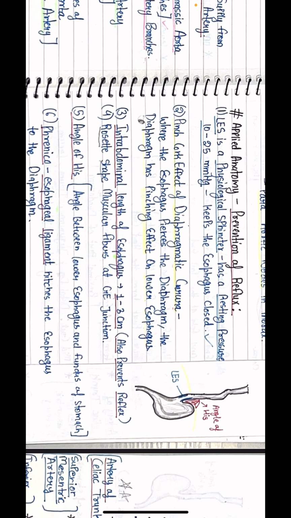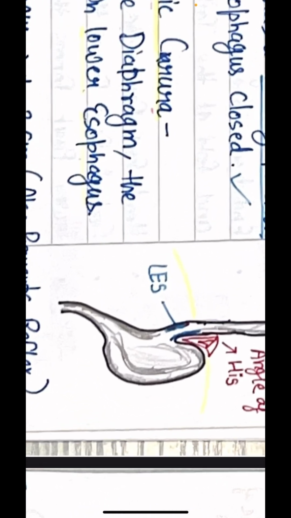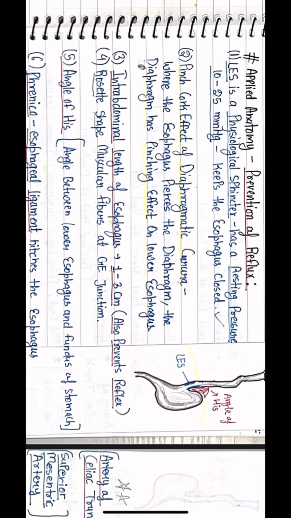Third point, the intra-abdominal length of the esophagus. The esophagus is a long tube, and some portion is in the thoracic cavity and some portion is in the abdominal cavity. Under the diaphragm starts the abdominal cavity, and above the diaphragm is the thoracic portion. The intra-abdominal length of the esophagus is 1 to 3 centimeters, which is also helpful in preventing reflux. And there are some rosette-shaped muscular fibers at the GE junction, which is here. These muscular fibers also prevent acid reflux.